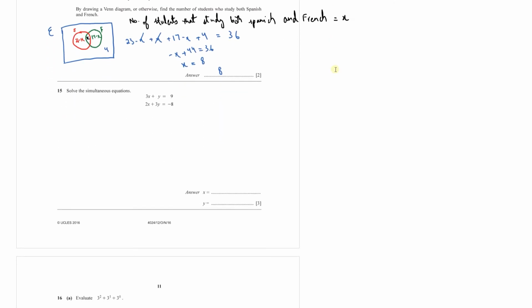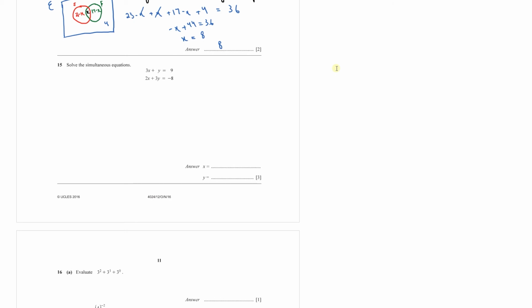Let's move on to the next question, question number 15. So you are given two simultaneous equations that you have to solve to get the values of x and y. So let me mark this as equation 1, this as 2. So from 1, I can find the value of y in terms of x. So y would be equal to 9 minus 3x. So I'm using the substitution method here. You can solve it with elimination as well.